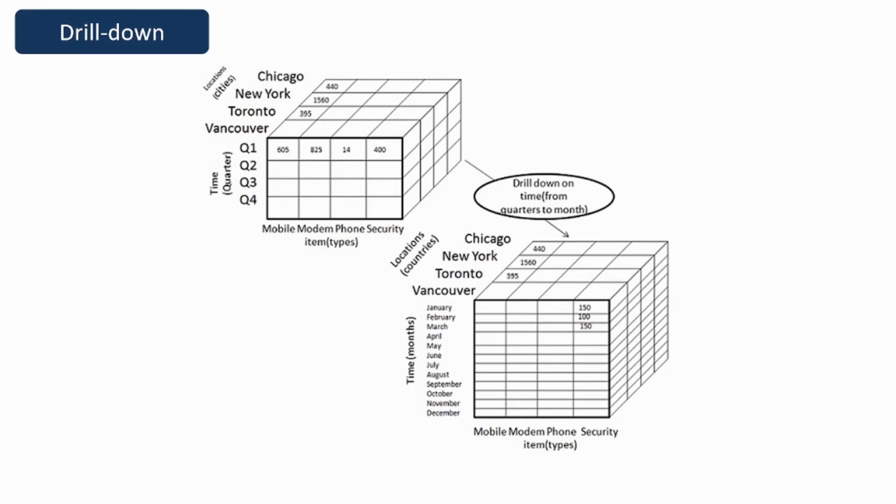Now, the opposite of that is called drill down. Instead of zooming out, you zoom in. Let's say you've got data for an entire year, but now you want to see how each quarter performed, or even go deeper into each month. That's drill down. It lets you dig into the details. It's super useful when you want to spot trends or issues hiding in the bigger picture.